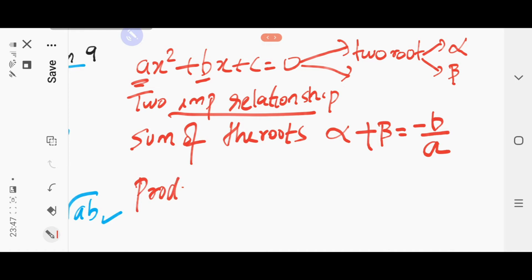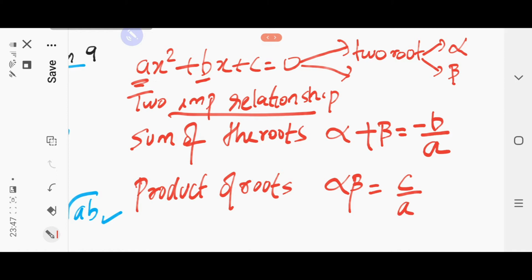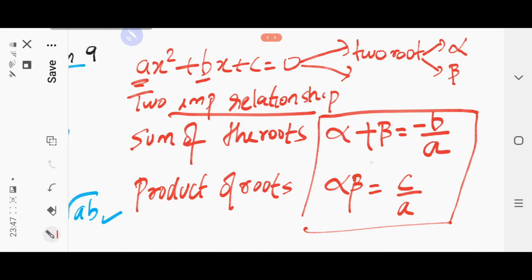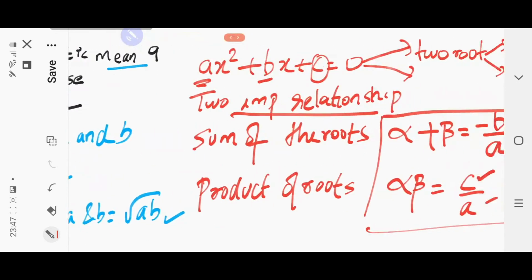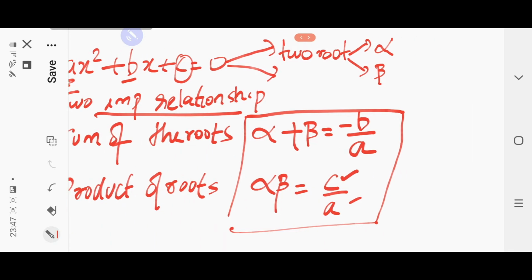Another relationship you have studied is that product of roots. You multiply alpha into beta. That means you are taking the product alpha into beta. You get the answer as c by a. These are the two important relationships between the roots and the coefficients. See, alpha into beta is c divided by a. What is c? It is the constant term divided by the x square coefficient. Okay. This is one of the important sections in the quadratic equation.